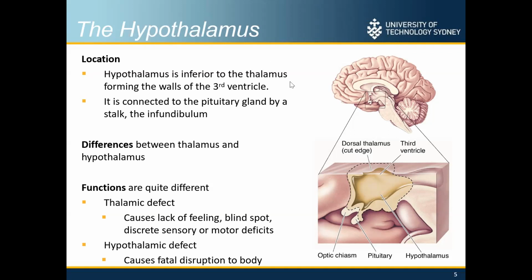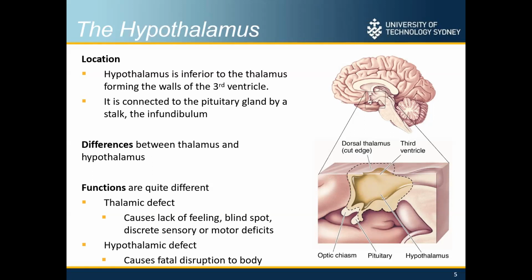Okay. Although the thalamus and the hypothalamus are close in proximity, their functions differ greatly from one another. It has been shown that any defects in the thalamus are associated with a lack of feeling, having a blind spot, and discrete sensory and motor deficits. This is due to the fact that the thalamus acts as a relay area for sensory information that comes and goes into and out of the cerebral cortex.